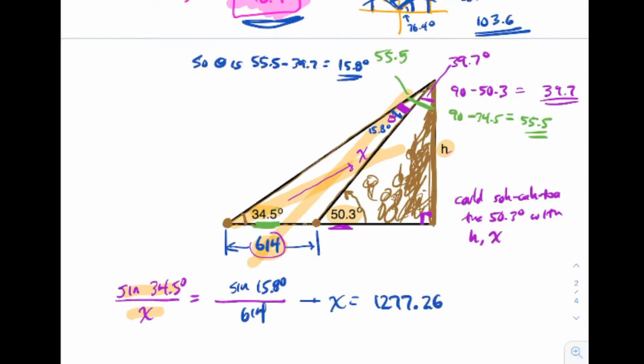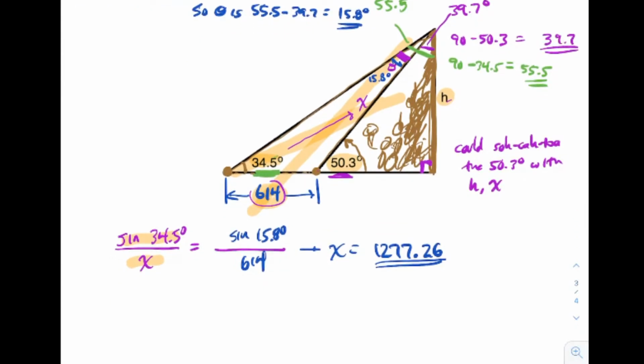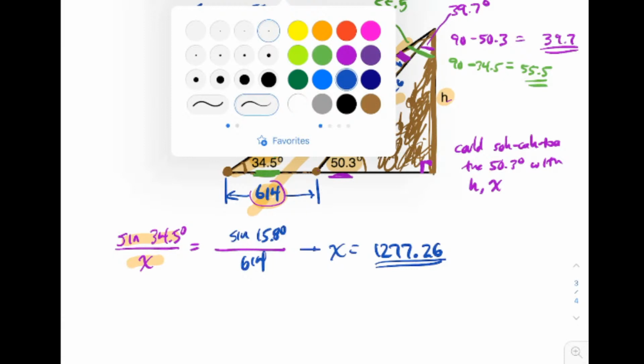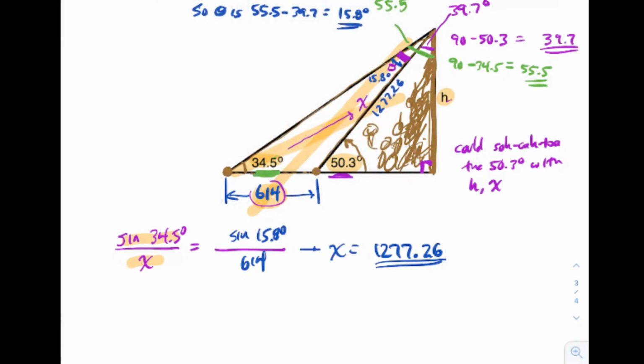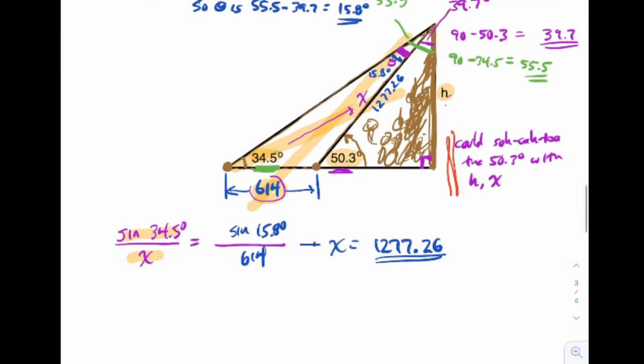1277.26, and I'm going to carry some sig figs for a while because I'm still in the middle of my calculation. 1277.26. Now, how does that help us? Well, think back to the beginning when we first started doing this stuff. At the beginning, we were saying, hey, I could do SOHCAHTOA with the 50.3, the H, and the X. I still don't know the H, but I know the X.